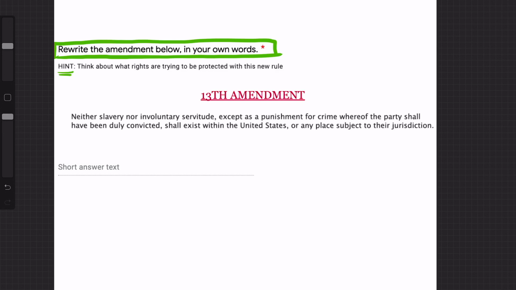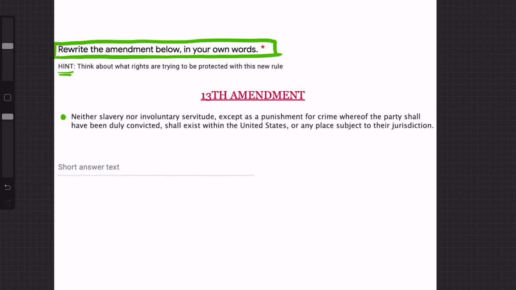Neither slavery nor involuntary servitude, except as a punishment for crime, whereof the party shall have been duly convicted, shall exist within the United States or any place subject to their jurisdiction. Now, these amendments are written with complicated words, complicated language, so it's going to be really important to pay attention to how I break this down to make it make sense.